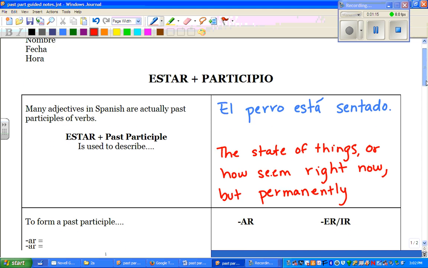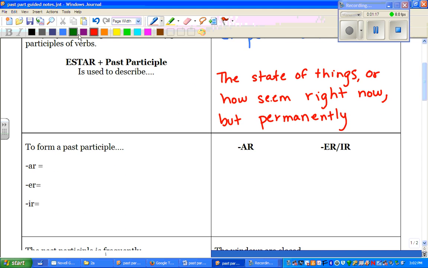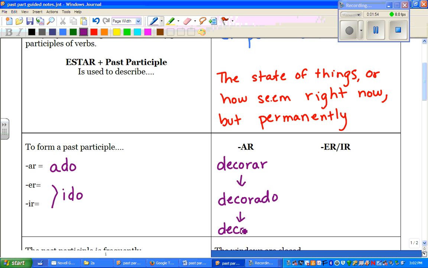Okay? So, moving on. How do we form a past participle? Well, to form a past participle for an AR verb, you take off your AR and you add ADO. It's kind of like when we added ando and yendo. Well, this is ado, and then the ER and IR are actually the same, so you have IDO. If you wanted to do an AR verb like decorar, decorar in the past participle would be decorado. And what does that mean? It means decorated.